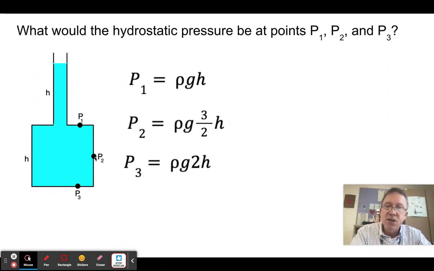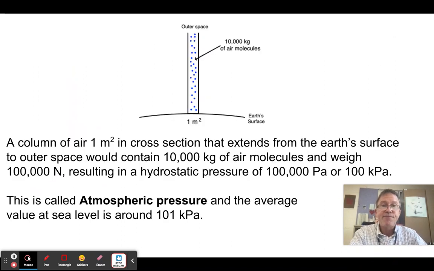If I look at 2, now instead of the fluid pushing up, it's pushing to the right, but it's going to be pressing with rho times 1.5 h times g, or 3 over 2 h. And then at the bottom, the pressure's pushing down on it, and it's going to be equal to rho g 2h. Really straightforward, okay?